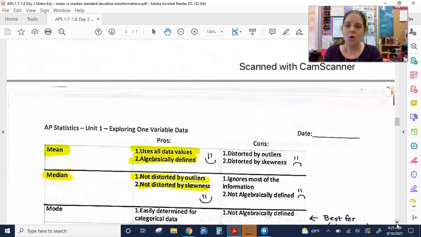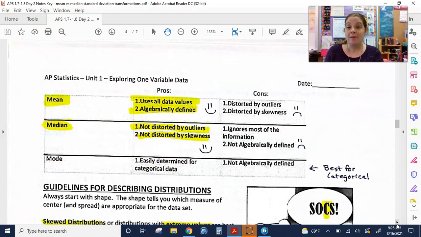All right, so when we're talking about mean versus median, here's the idea. We like the mean because it uses all the values and it's algebraically defined. There's a formula for it. It can be programmed into a computer. We like it because every single value is included. I don't like it because it's very distorted by outliers and it's distorted by skewness.